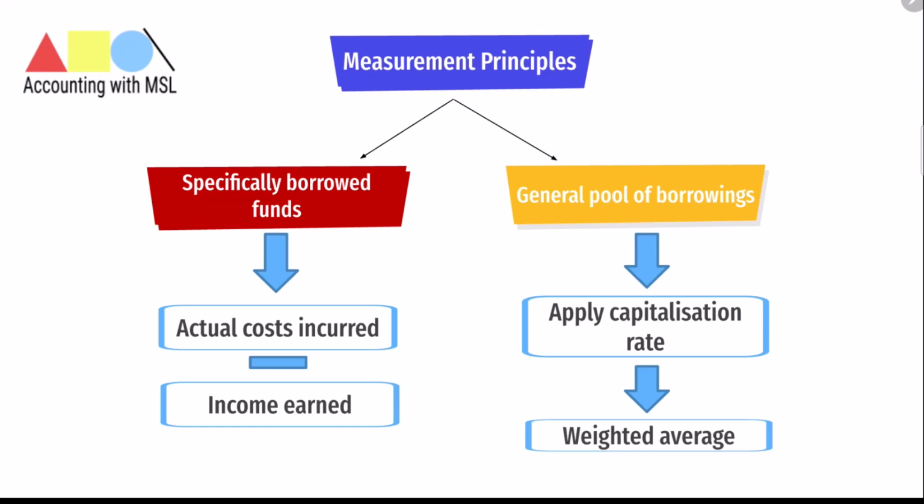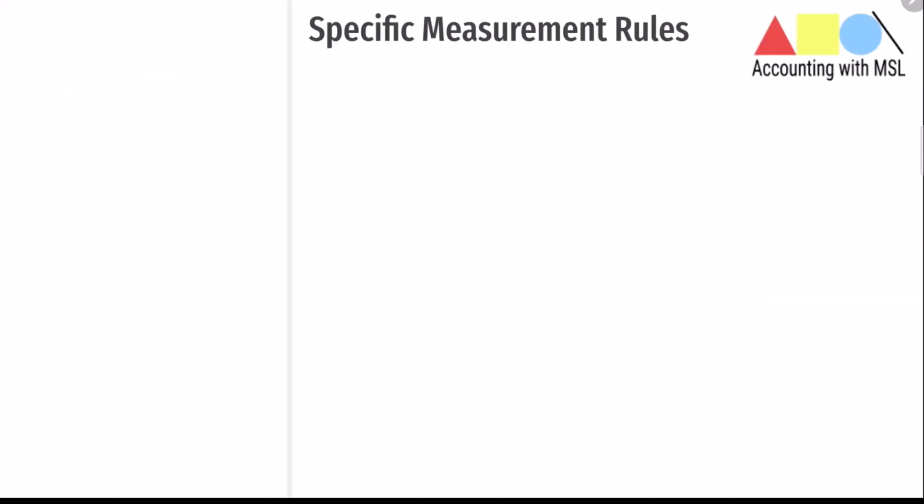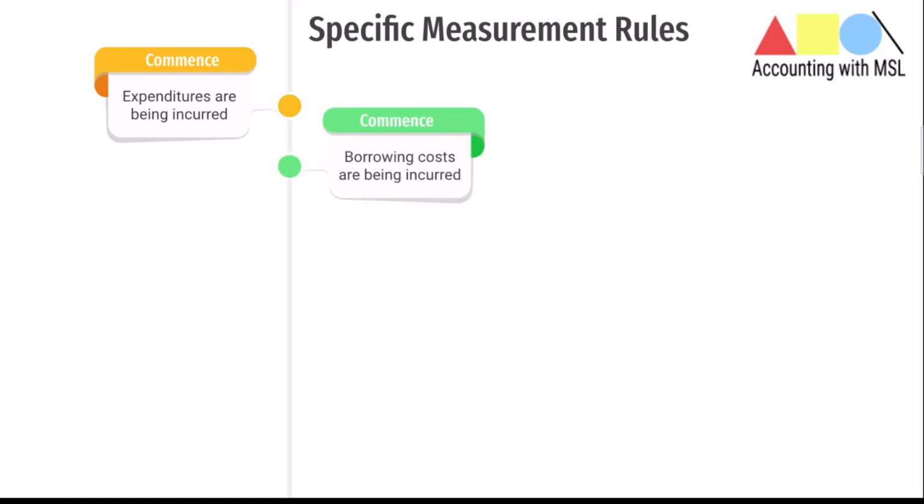Now to some more specific capitalization or measurement rules. In general, capitalization of borrowing costs should commence when expenditures are being incurred. Capitalization should also commence when borrowing costs are being incurred, and when activities that are necessary to prepare the asset for its intended use or sale are in progress. Take note that this may include some activities prior to commencement of physical production.